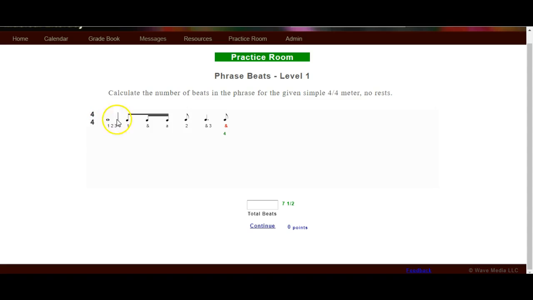So 4, 5, 6, 7, and then the dot is a half. Yeah, I see what they're doing. Let's try one more here.